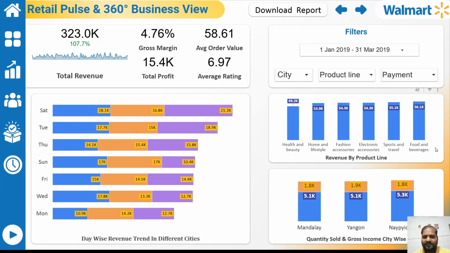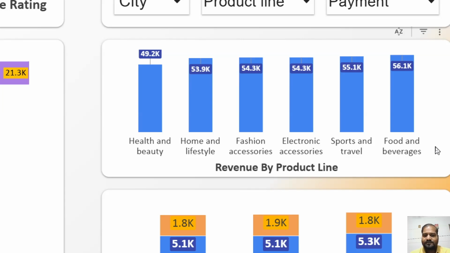Here on the right side, we have a bar chart showing the revenue by the product line. Here we can see that the categories like food and beverages and sports and travel are leading in the total sales, while health and beauty contribute slightly less.